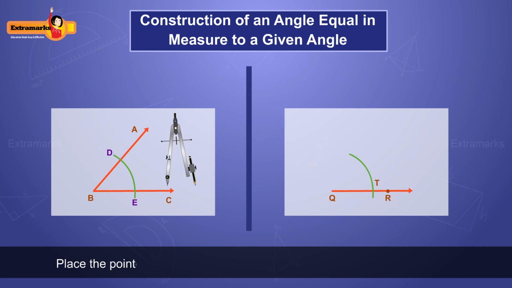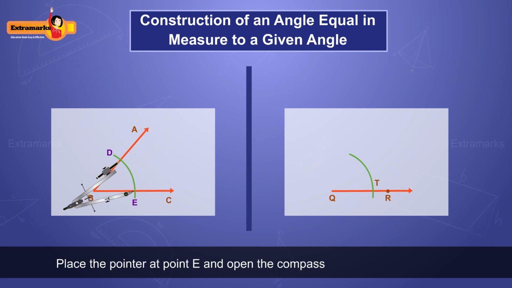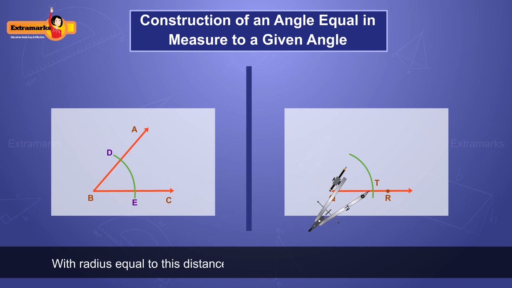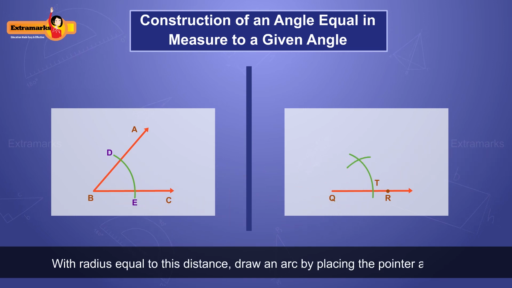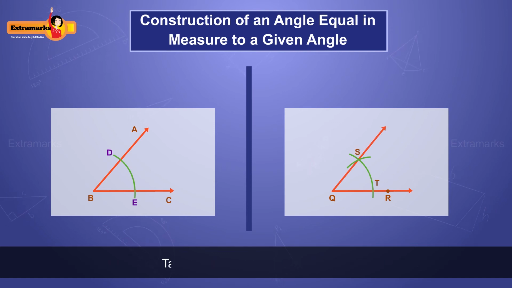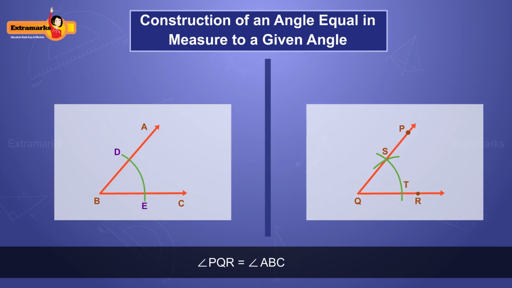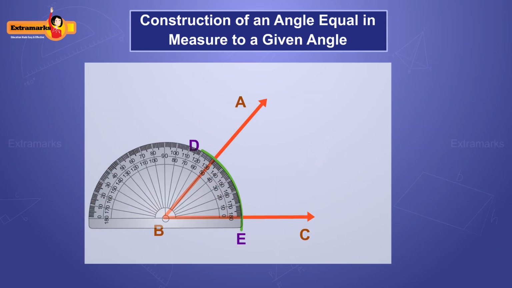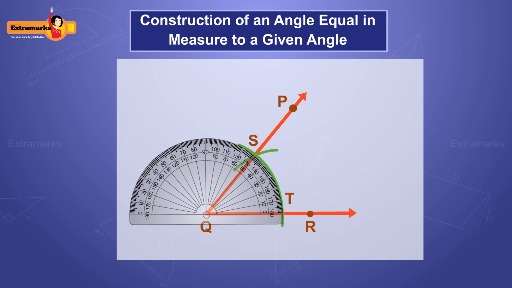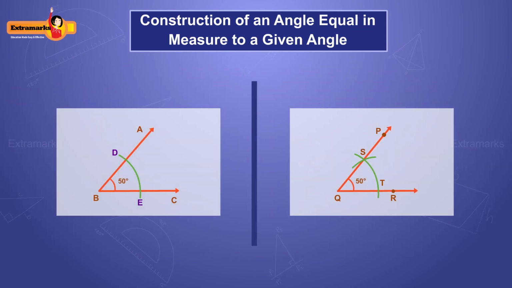Now, place the pointer at point E and open the compass to a distance equal to DE. With radius equal to this distance, draw an arc by placing the pointer at point T. Let it intersect the previous arc at point S. Draw the ray QS. Take any point P on the ray QS. Here, angle PQR is equal to the given angle ABC. You can verify it by measuring these angles. Both the angles have equal measurement, that is, 50 degrees.